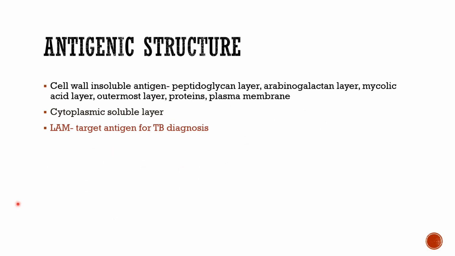This is a very important point. It acts as a target antigen for the TB diagnosis. It is also responsible for the facilitation of the survival of tubercle bacilli. The proteins are found throughout the various layers. Next one is the cytoplasmic soluble layer. It has antigen 6, antigen 5 and antigen 60. These are responsible for the serodiagnosis of the TB.